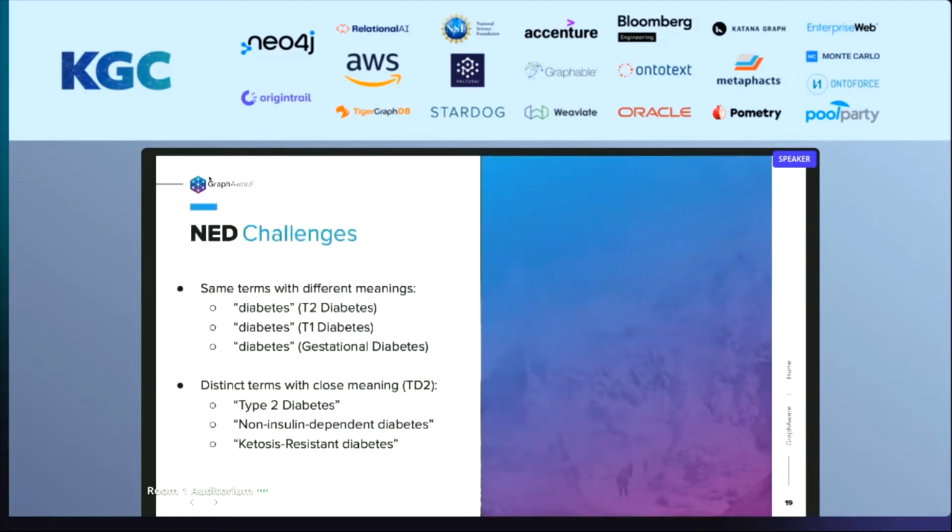As you can imagine, there are non-trivial challenges when you have to perform named entity disambiguation. We already mentioned some of these challenges, because with the same terms, we can identify different diseases in our case. But from another perspective, distinct terms in many cases can have a very close and very similar meaning. Consider, for instance, the case of type 2 diabetes. We can define this disease using expressions such as non-insulin dependent diabetes or ketosis-resistant diabetes.